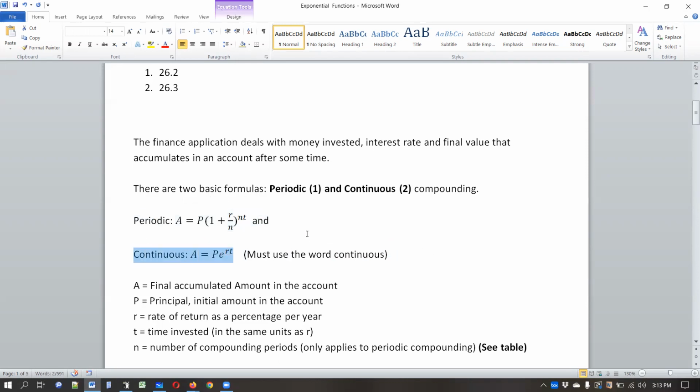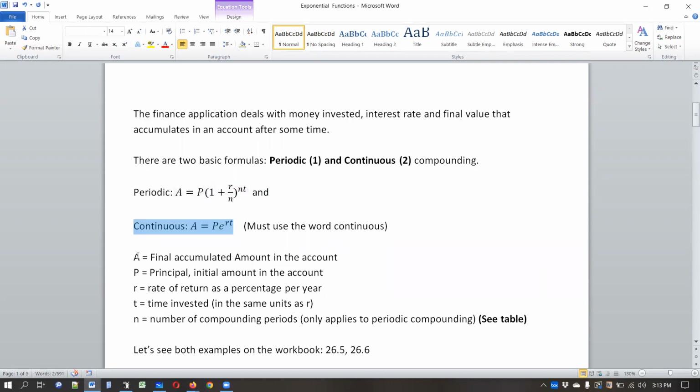So these are problems that deal with the amount of money in an account. The variable A stands for final accumulated amount in the account. P is the principal or the initial amount that somebody puts in the account. R is the rate of return as a percentage per year. So this is how much money you're getting in your investment with the bank, with the broker, etc. The T is the time that you invested the money for in months, weeks, years, so on and so forth.